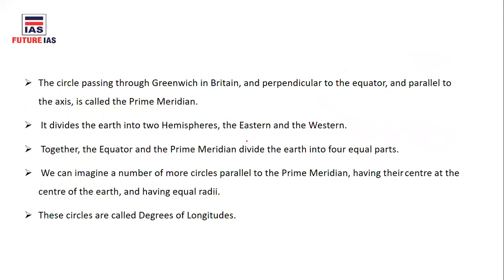And there is a different set of lines which are called the degrees of longitude. As I told you, the lines of longitude are not parallel to each other. First of all, you must understand that they are not parallel because they originate from one pole and merge into another pole. They originate from the North Pole and merge into the South Pole. So they divide the earth into two hemispheres, again the eastern hemisphere and the western hemisphere.